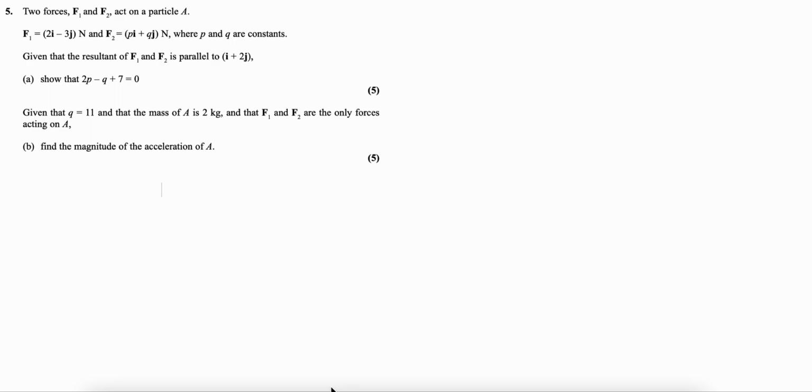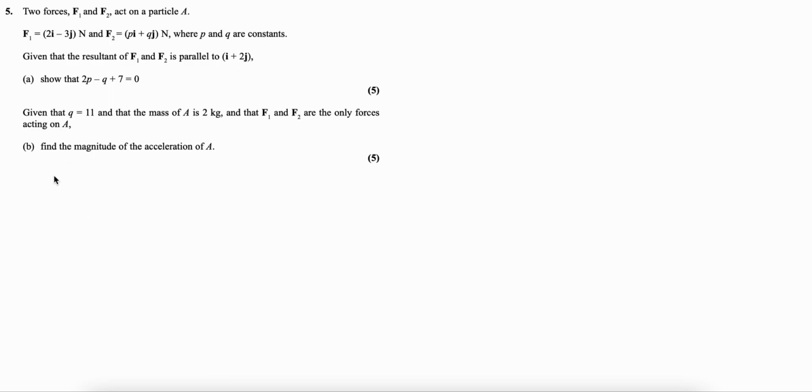Hello guys, here we are with question 5. So we have two forces, F1 and F2, acting on a particle A. F1 is 2i minus 3j, and F2 we don't know, so that's pi plus qj. We do know that the resultant of them is parallel to i plus 2j.